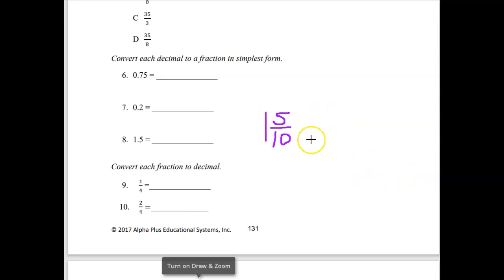Okay, so maybe you remember what we said before about equivalent fractions, what 5/10 was. But if you don't, how do we figure this out? 5 will go into 5. 5 will go into 5 1 time. 5 will go into 10 how many times? 2. Okay, and we just leave the 1 there.